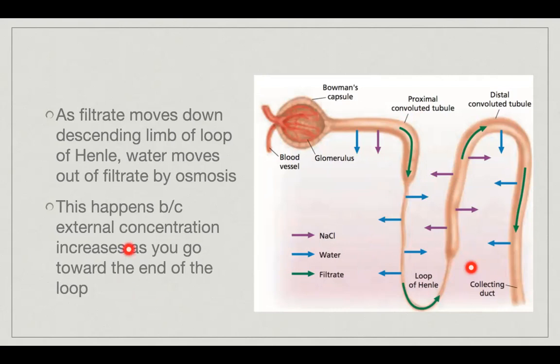Okay, so the external concentration increases as you go toward the end of the loop of Henle. So as you go down here, the filtrate, because it's not urine until it's over here, becomes more concentrated as it goes down this loop because you're reabsorbing things out of the filtrate into the blood, which means this space out here is becoming more concentrated by solutes. That means water from the filtrate is going to leave and enter the space outside as well, which means that your filtrate is becoming more concentrated. You have less water here.